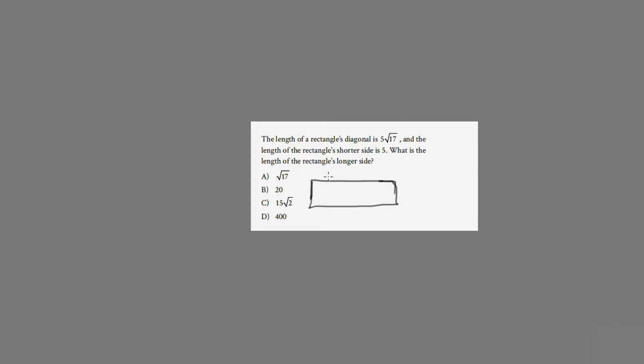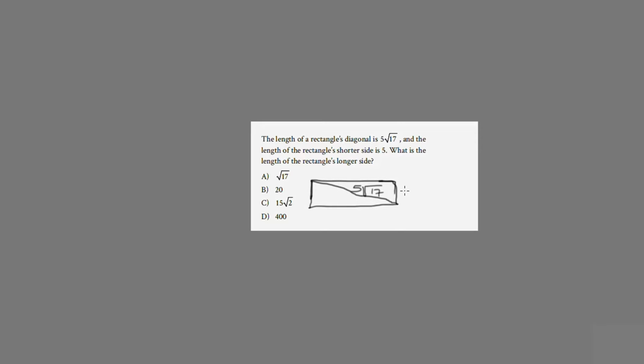So this is the rectangle, right? So this is the diagonal line. This is just a sketch, guys. Okay, so we have the rectangle's diagonal, which is 5 root 17. And the length of the rectangle's shorter side is 5.